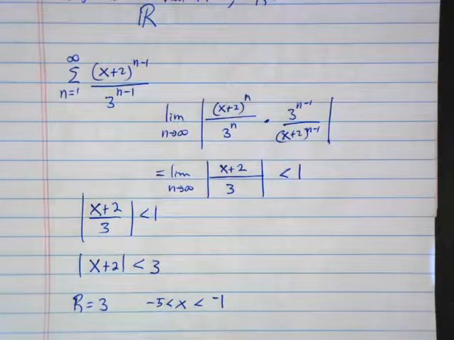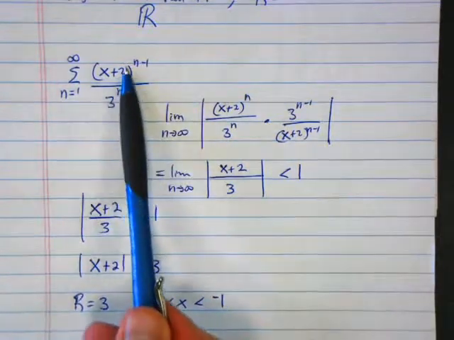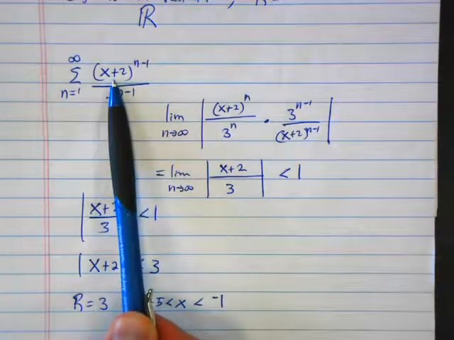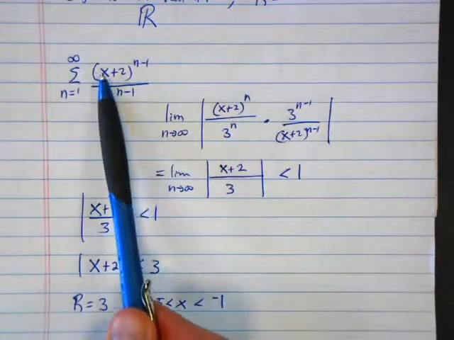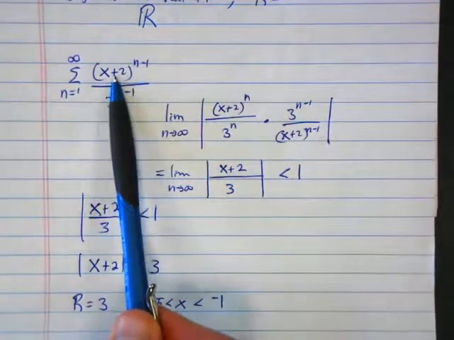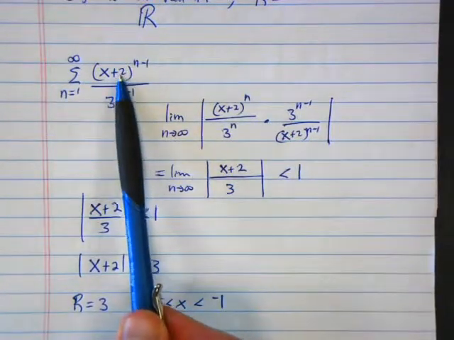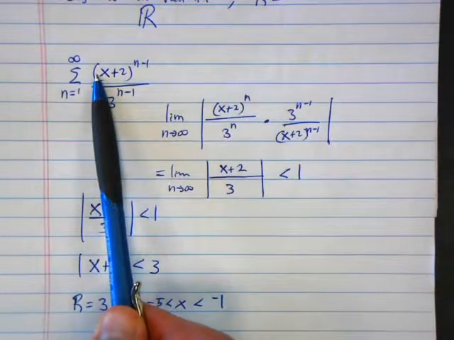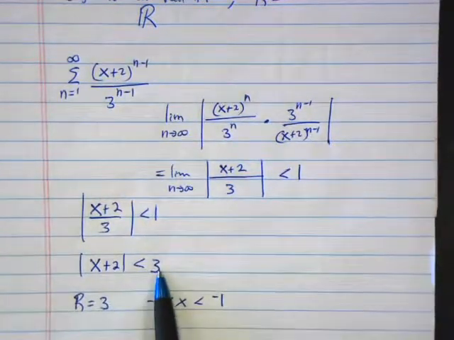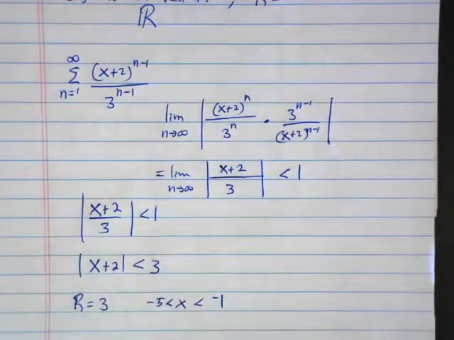How do you know where we're centered? What number do I plug in to get 0 right there? -2. That always tells you where you're centered. This is x minus -2. So it's always that number right there, x minus whatever that number is, -2. I think of it as what number do I plug in to get 0. So I'm centered at -2, and my radius is 3, which means I can go 3 steps to the right, 3 steps to the left.